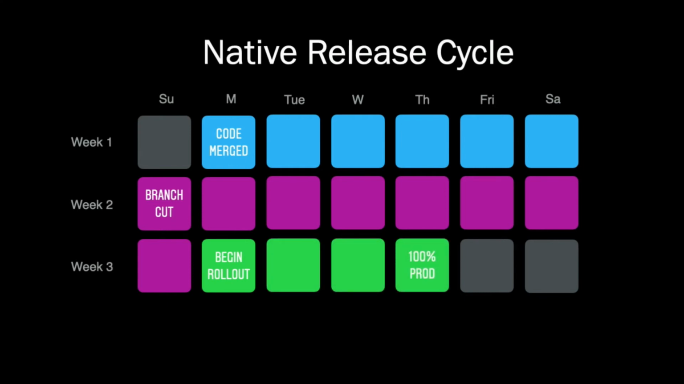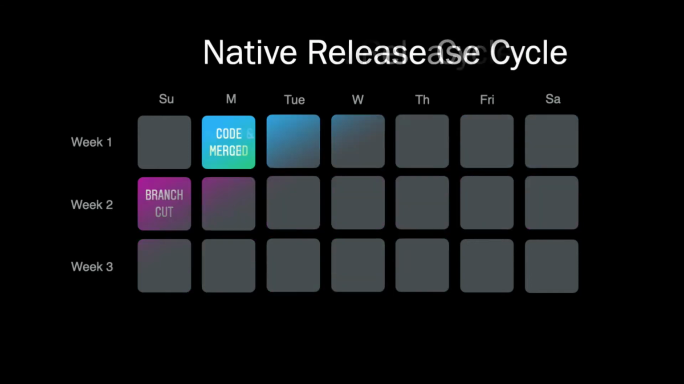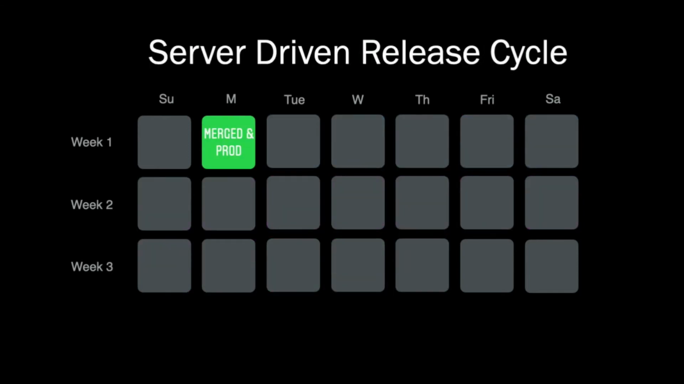So you can see it's a very extensive process from the point in which you were able to merge your code to the point in which it actually hits all of the users in production. This pales in comparison to a server-driven release cycle, in which you land your code and then it's pretty much ready for production after a few stages on Canary and so on. So very easily you could merge your code and have it live right away.